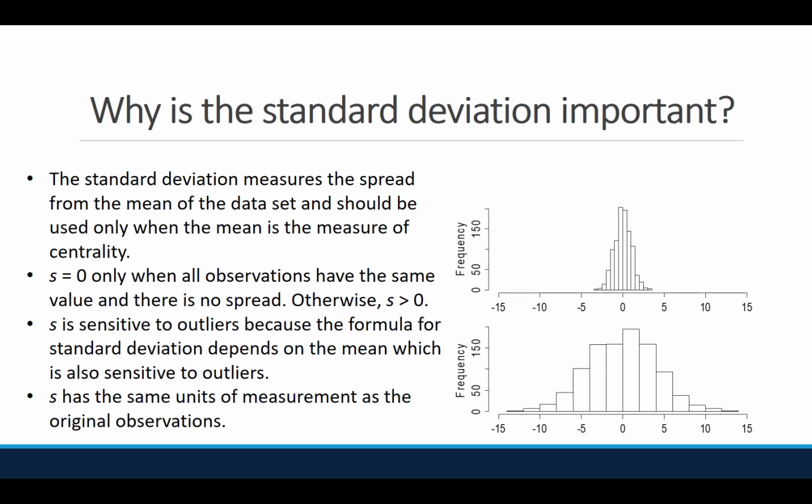S is sensitive to outliers because the formula for standard deviation depends on the mean, which is also sensitive to outliers. S has the same units of measurement as the original observations. The standard deviation can help us compare the values of different variables.